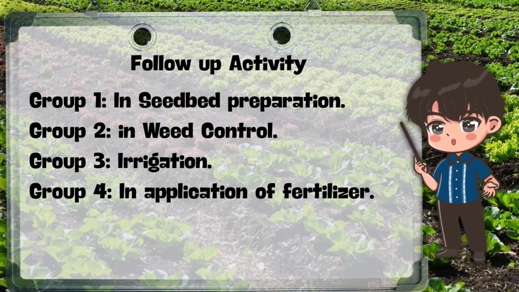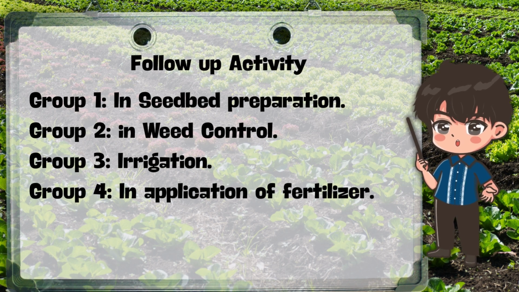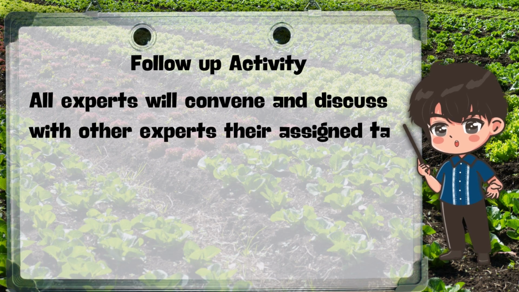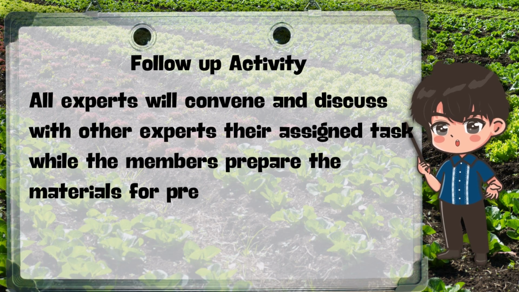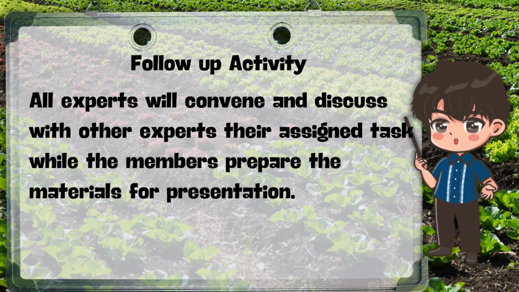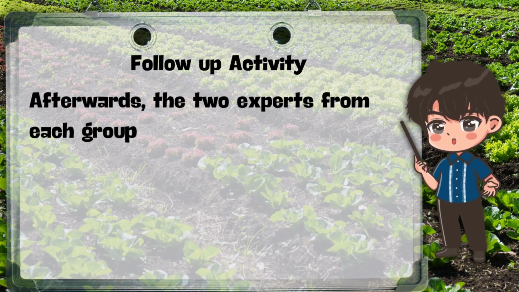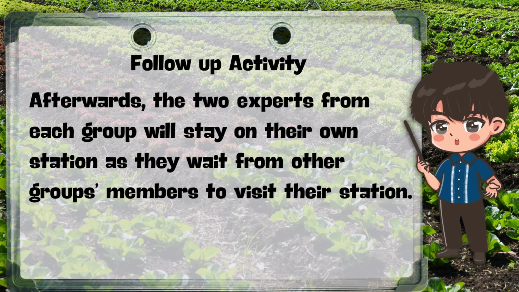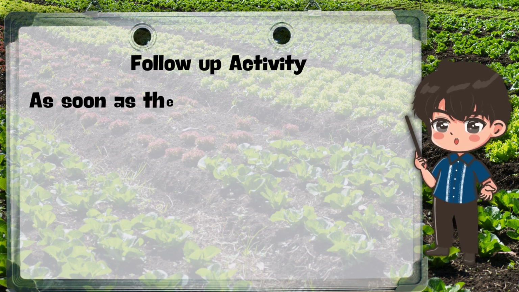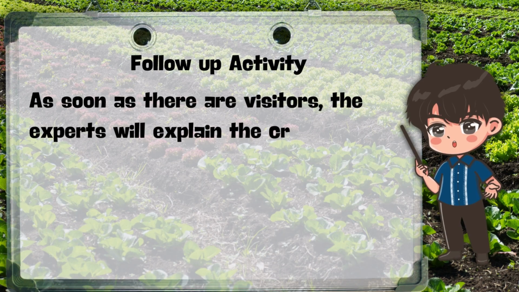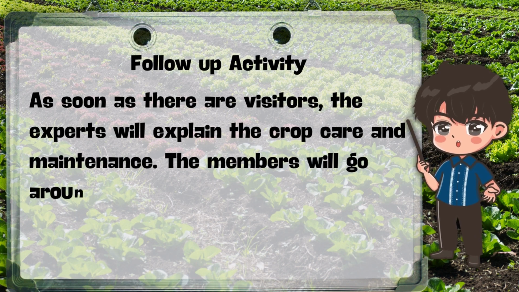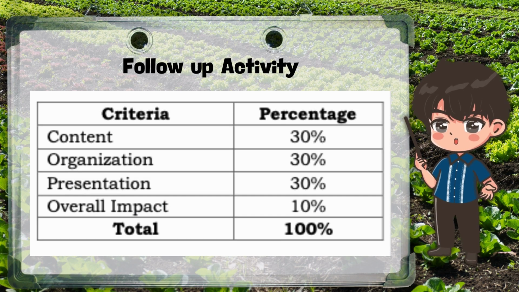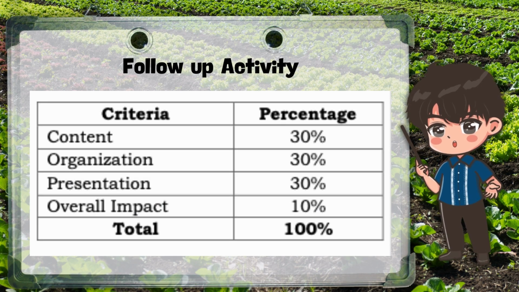These 2 experts will summarize what will transpire in the discussion. All experts will convene and discuss with other experts their assigned task while the members prepare the materials for presentation. Afterwards, the 2 experts from each group will stay on their own station as they wait for other groups' members to visit their station. As soon as there are visitors, the experts will explain the crop care and maintenance. The members will go around to the different stations. You will be assessed based on the following criteria.